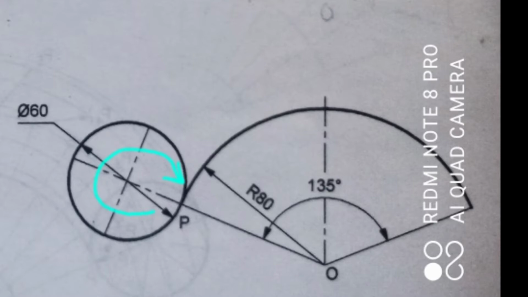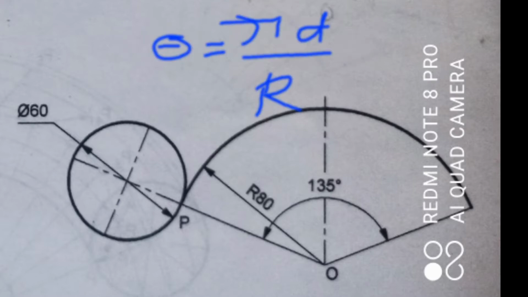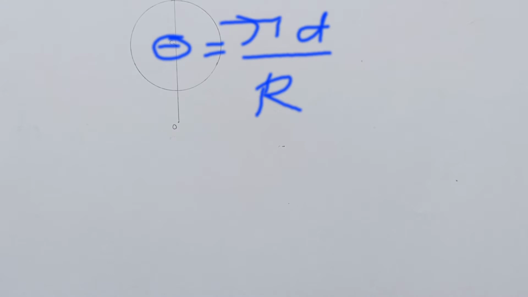Now when the rolling circle rolls along the directing circle and completes one revolution, the angle subtended by the rolling circle on the directing circle is given by this formula, that is pi d is equal to r theta. Now we have to find out this angle, that is theta, and theta will be 135 degree.